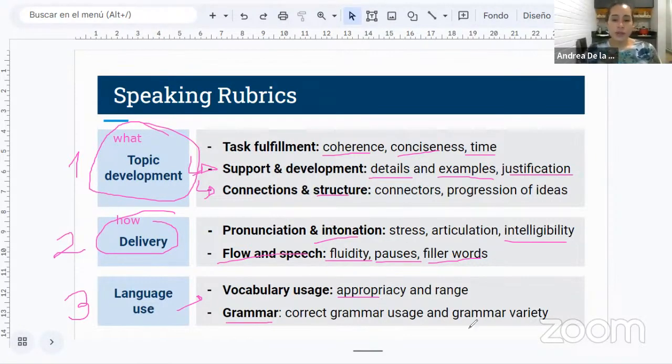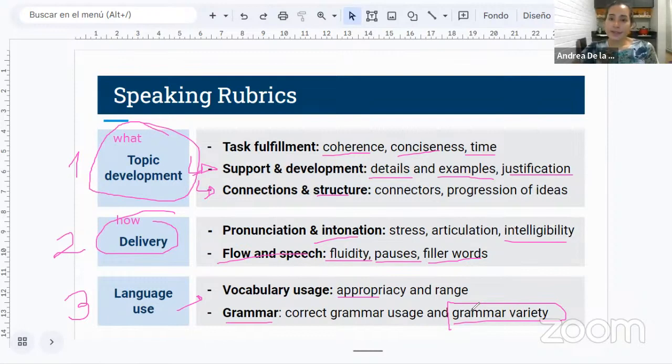Are you showing enough grammar variety? That means, are you using somewhat complex structures? Are you showing that you have the grammar of an advanced student, or a basic one, or maybe an intermediate one? So that is basically what you need to be careful with, the things that you need to do in order to have a top score.